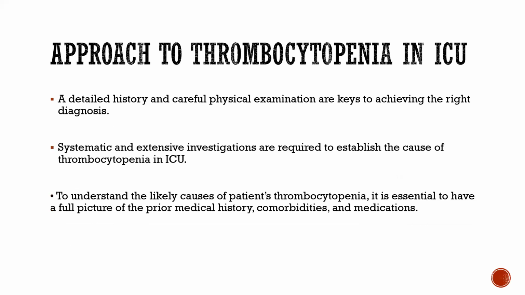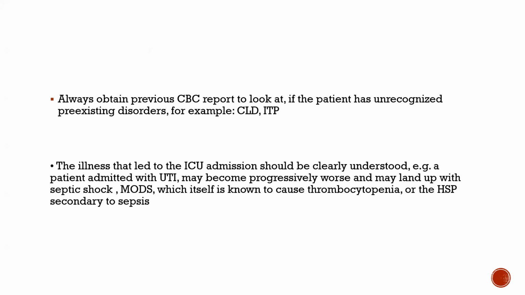Now, approach to thrombocytopenia in ICU. So first, we should collect a detailed history. We should carefully perform the physical examination. Systematic and extensive investigations are required to establish the cause of thrombocytopenia in ICU. To understand the likely cause of the patient's thrombocytopenia, it is essential to have a full picture of prior medical history, comorbidities, and medication. Always obtain the previous CBC report to look if the patient has an unrecognized pre-existing disorder, for example, CLD and ITP. The illness that has led to ICU admission should be clearly understood.